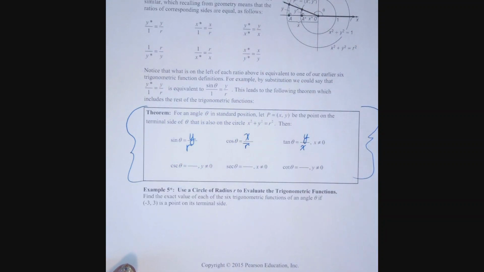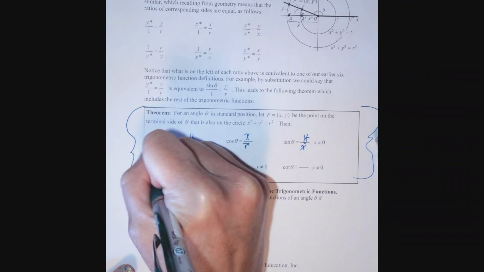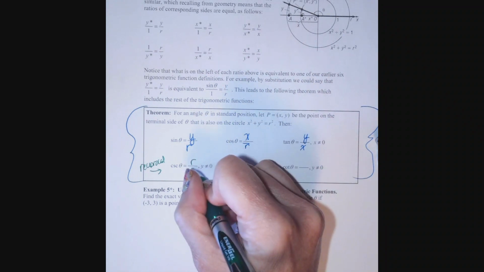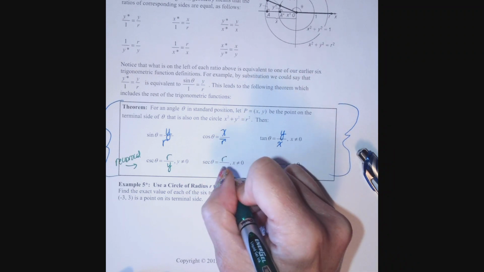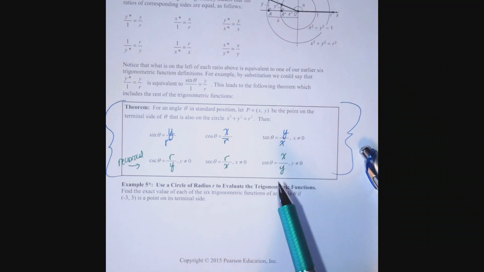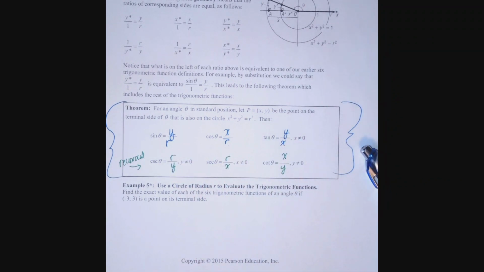Now, this second line of functions are my reciprocal functions. Sine and cosecant are reciprocals, so this is r over y. Cosine and secant are reciprocals, so this is r over x. Tangent and cotangent are reciprocals, so this is x over y. This is all the same information you were given before. It's just that if I am sticking to the unit circle, r is always 1, and that simplifies easier than if r is something else, not 1.